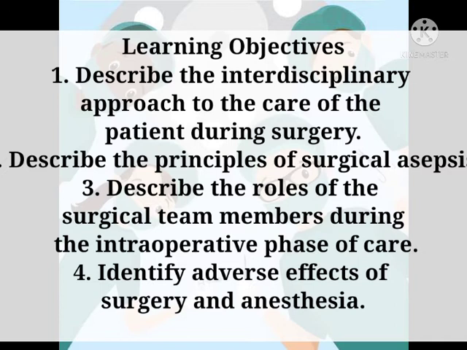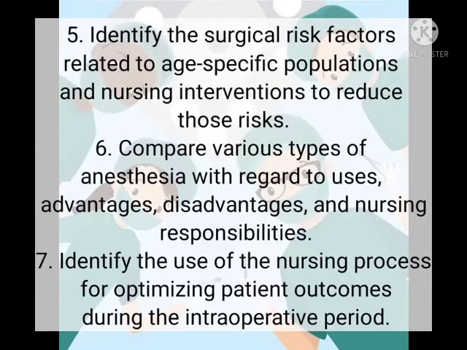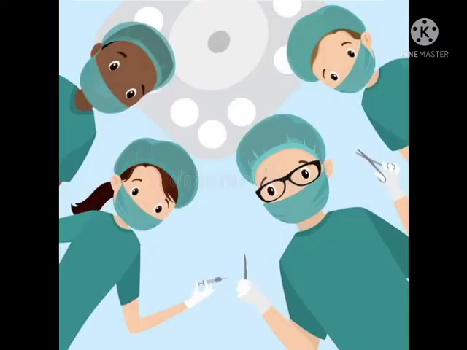Then we have to identify the adverse effects of surgery and anesthesia, and identify the surgical risk factors related to the age-specific populations and nursing interventions to reduce those risks. Compare the various types of anesthesia with regard to uses, advantages, disadvantages, and the nursing responsibilities, and also identify the use of the nursing process for optimizing patient outcomes during the intraoperative period.